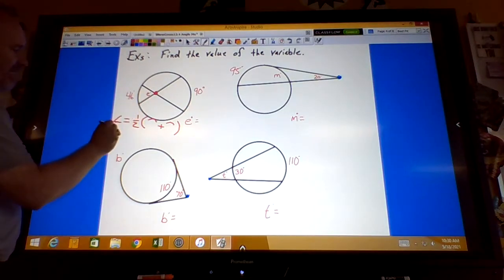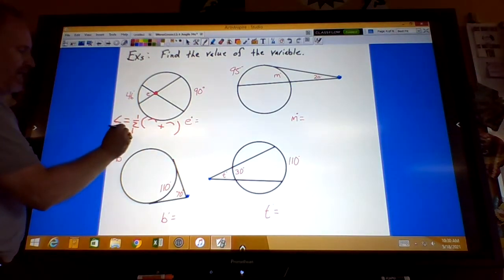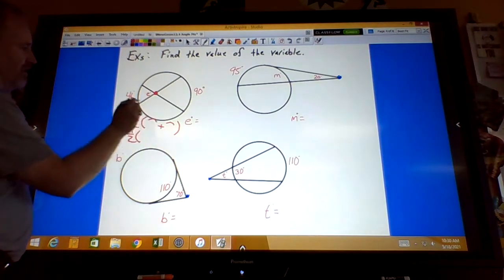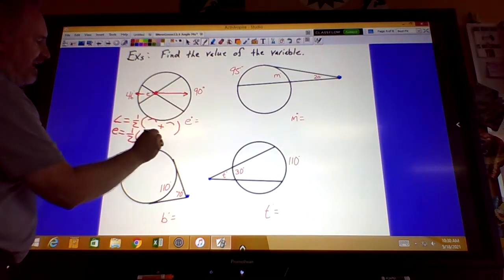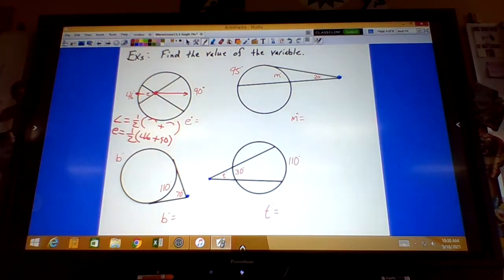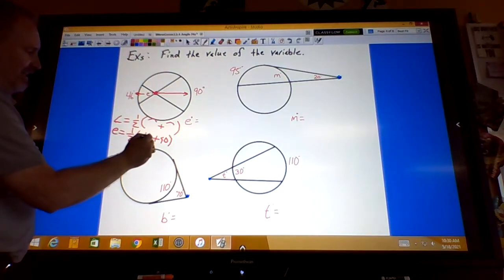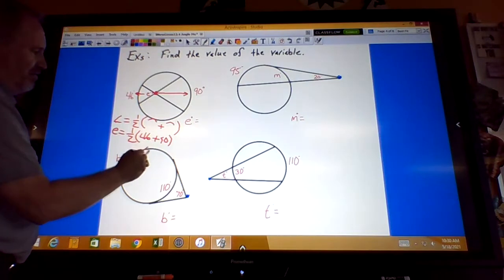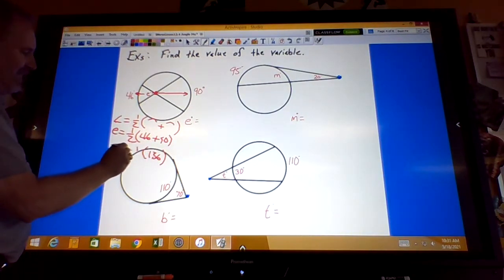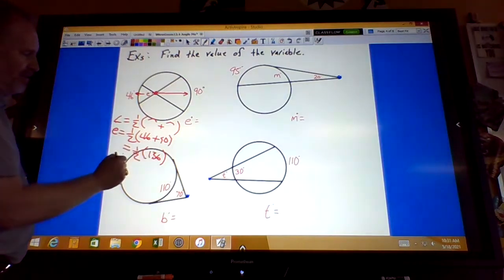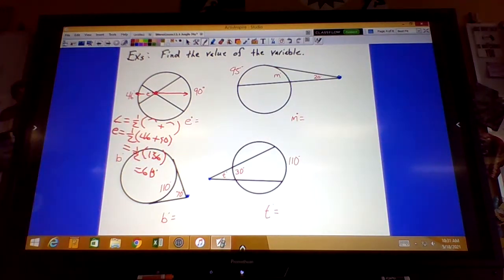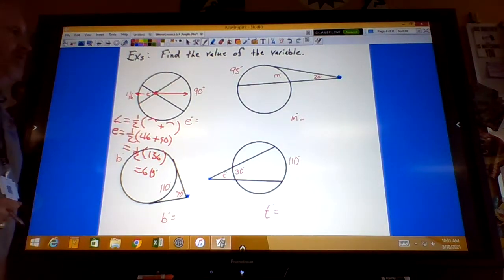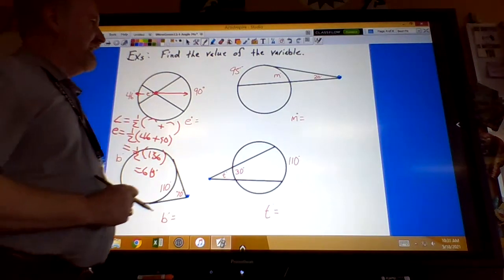So the angle, they're calling it E. So I'm going to say E equals 1/2. And then my 2 arcs, the front door arc is 46, plus the back door arc is 90, and I've got a pretty easy problem I can do. So again, 46 and 90, that's going to be 136, and they want me to take half of that, and half of 136 will be 68. So this angle is 68 degrees. All right, hopefully you got that. If you didn't, now you know how to do it, and we'll move on to the second one.